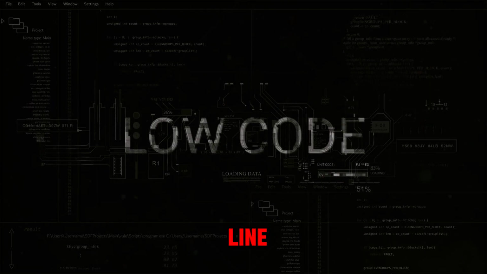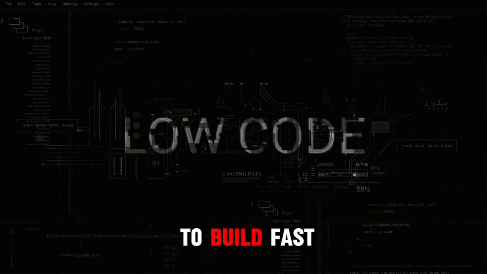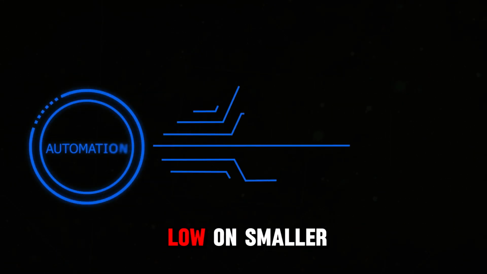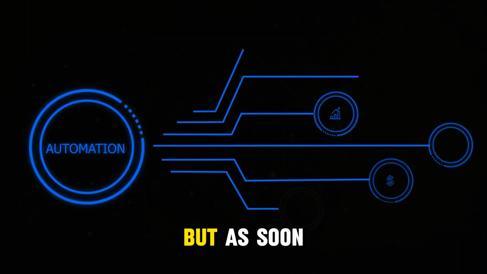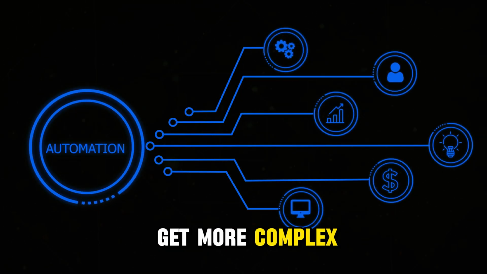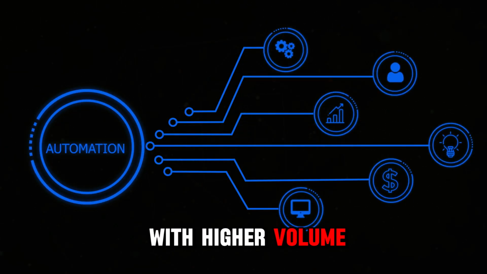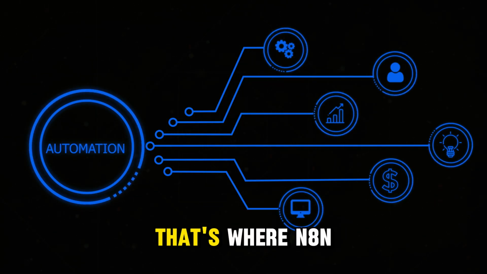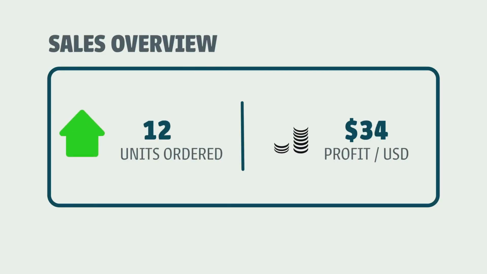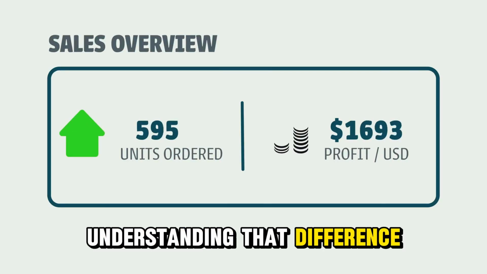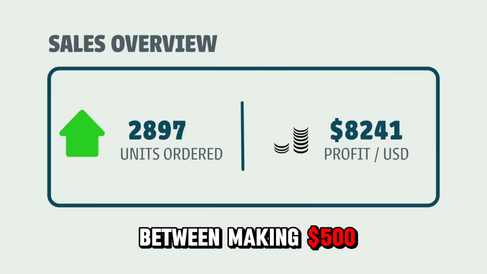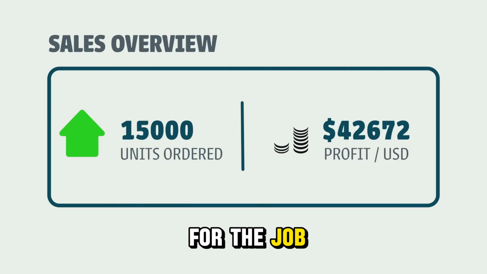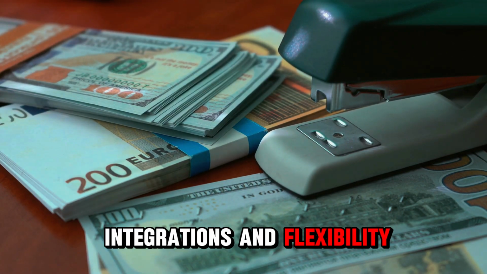Here's the bottom line. Make is perfect when you need to build fast, validate ideas quickly, or keep costs low on smaller projects. But as soon as your automations get more complex, or you're dealing with higher volume, or if you want full ownership and tighter control over your profit margins, that's where N8N really takes the lead. Understanding that difference can literally mean the difference between making $500 a month or $5,000 just by choosing the right platform for the job. Now, what about integrations and flexibility?